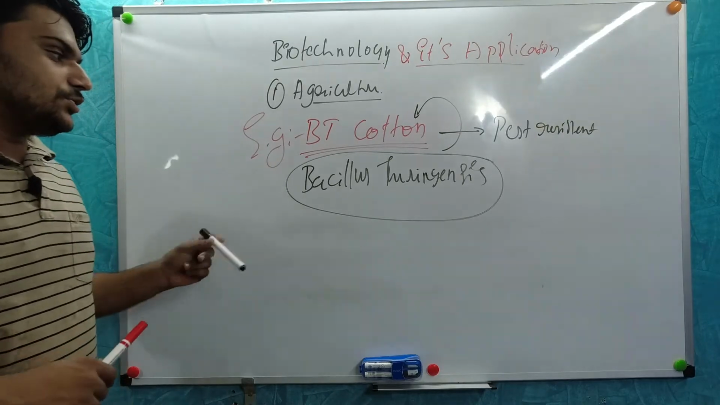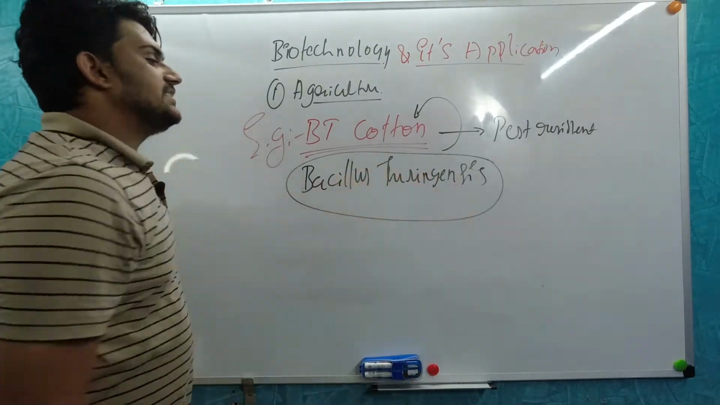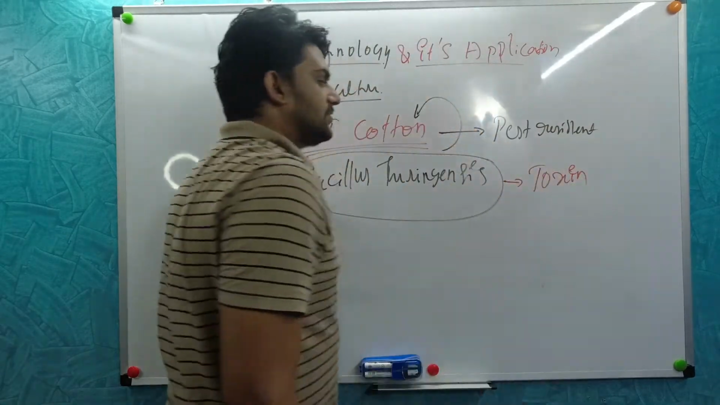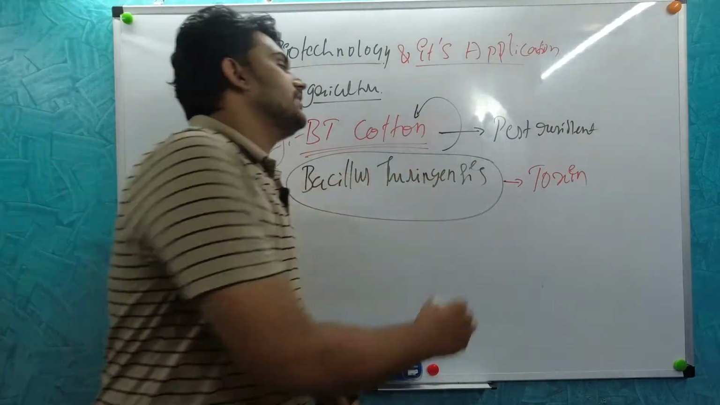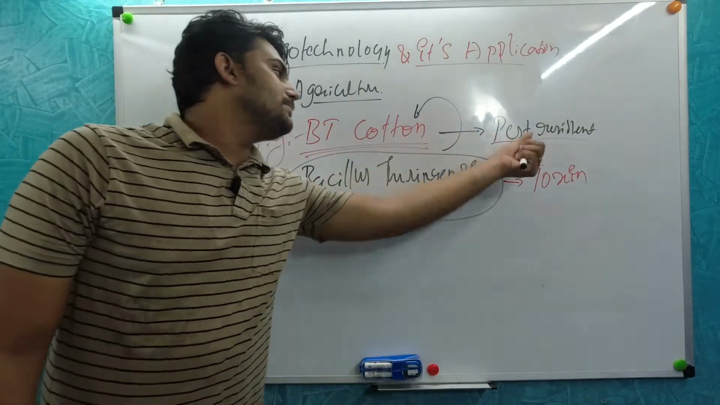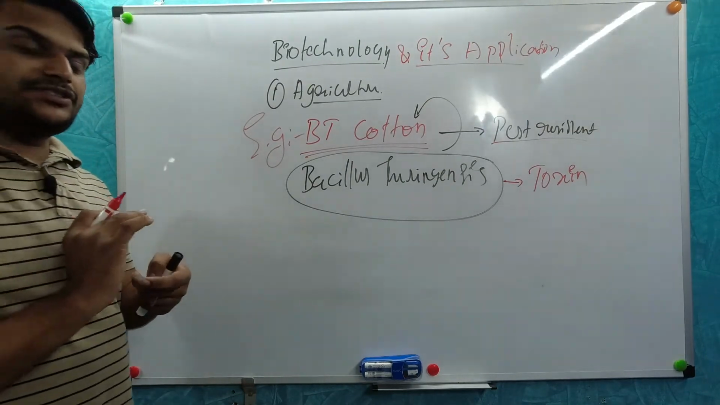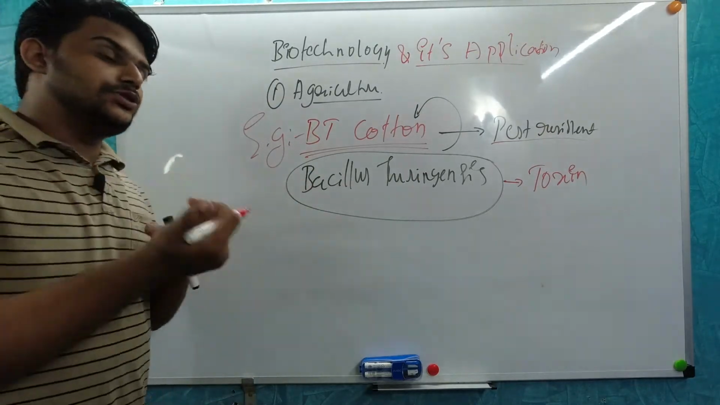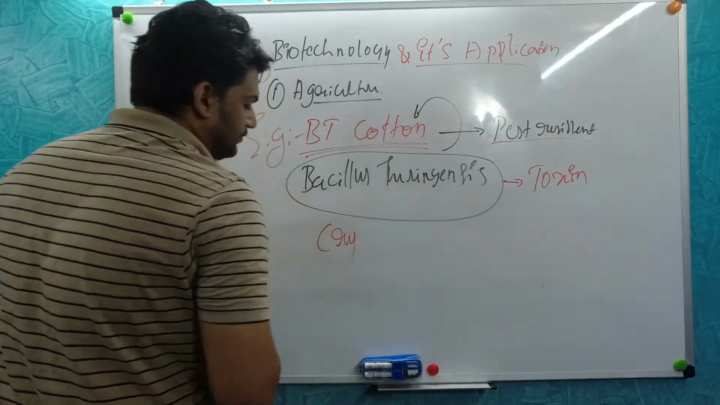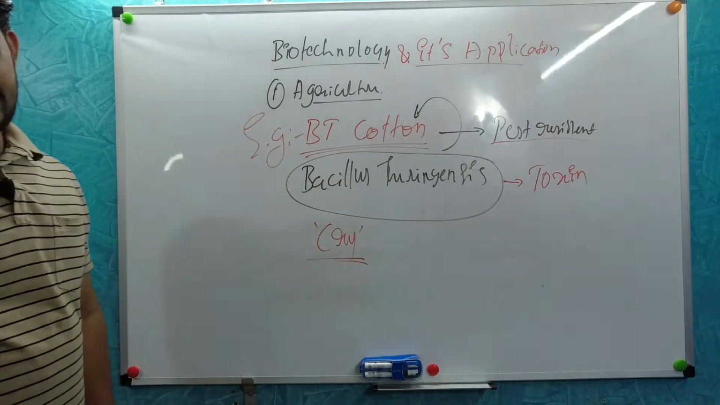The scientists, or the agriculturists, observed that Bacillus thuringiensis releases a toxin which is highly toxic to particular pests like insects, bugs, and borers. So for them this is very toxic. Then they found out which gene expresses this toxic material. The gene was named cry. Cry was the name of the gene which expresses the toxic content in Bacillus thuringiensis.